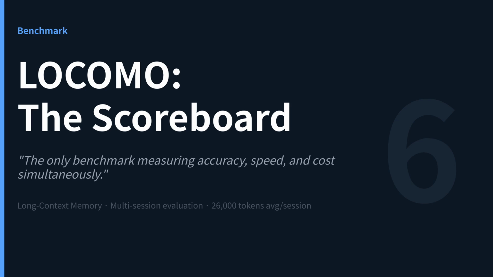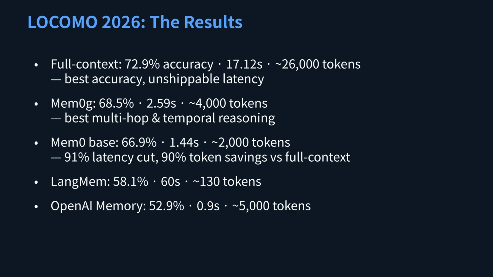So how do all these systems actually compare? The LOCOMO benchmark, long context memory, tests multi-session memory across 4 question types: single-hop fact retrieval, temporal ordering, multi-hop reasoning, and open domain questions. Here's the 2026 leaderboard. Full context wins accuracy at 72.9%, but at 17 seconds and 26,000 tokens per query, it's not shippable.